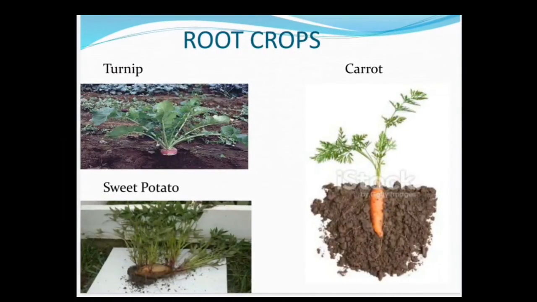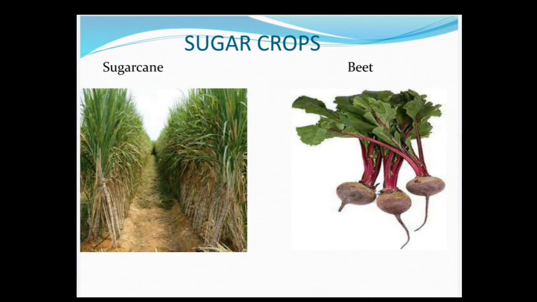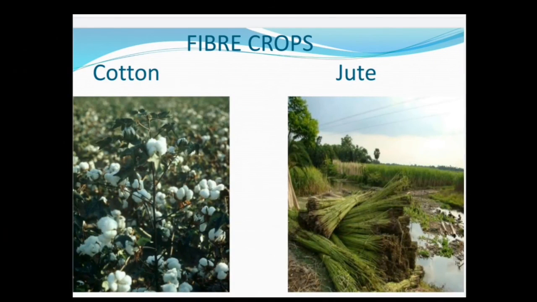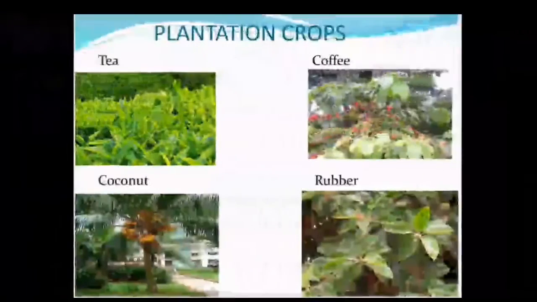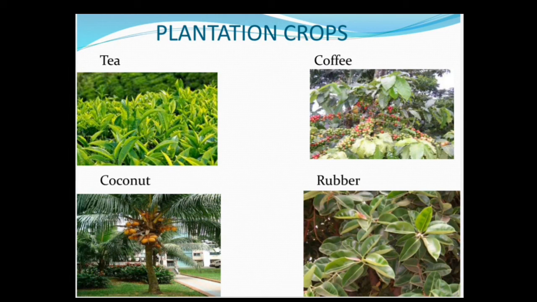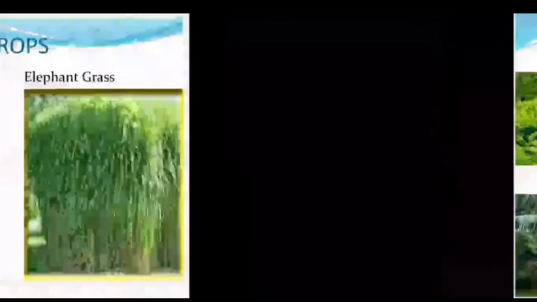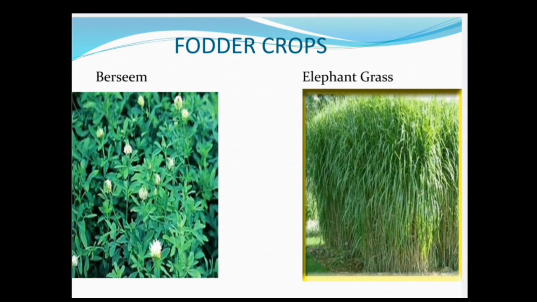Next comes your root crops which includes turnip, sweet potato, carrot. Then sugar crops. It includes sugarcane, beetroot. Then comes your fiber crops which includes cotton, jute. Then comes your cash crops, or you can say plantation crops: tea, coconut, coffee, rubber. Fodder crops, which are usually cultivated to feed the domestic animals. These include basim, elephant grass.